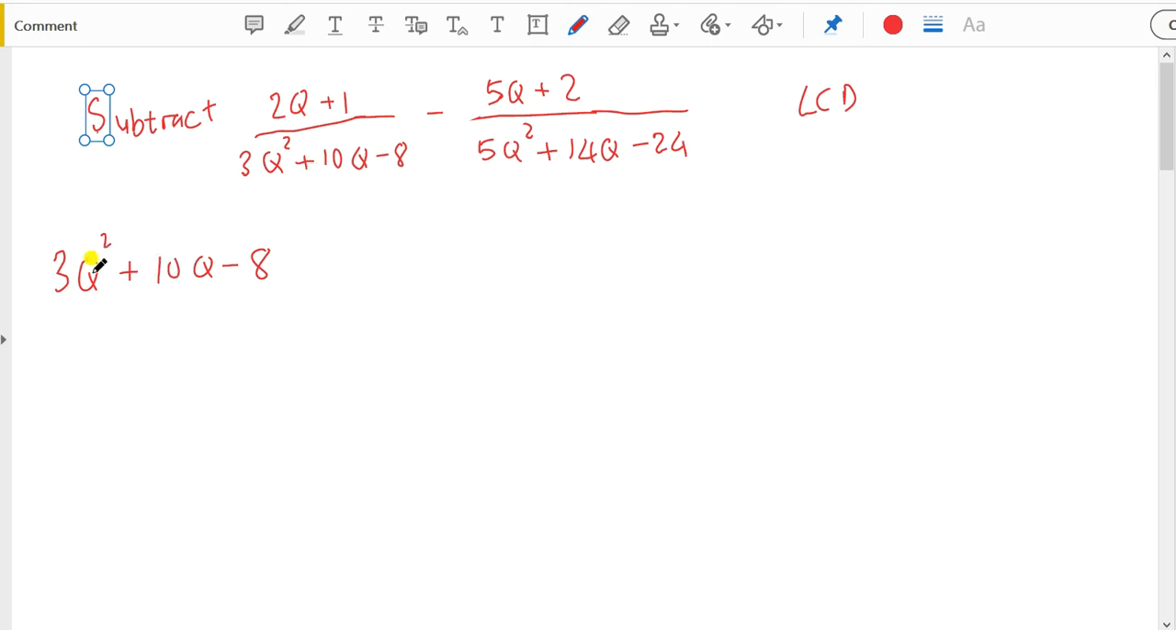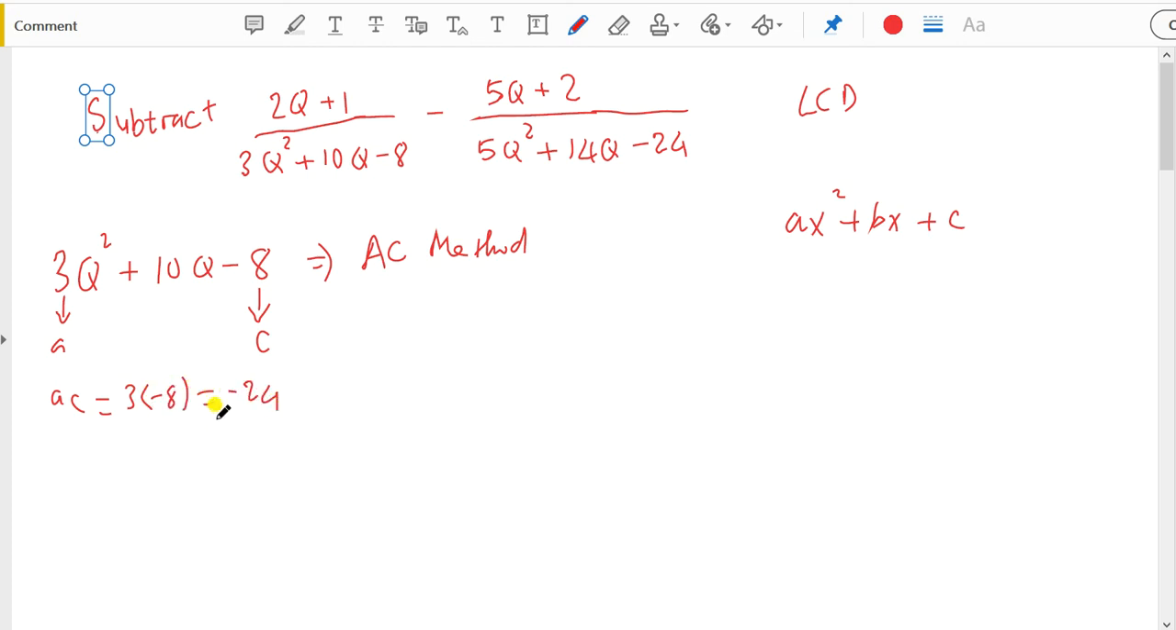So the AC method will help us solve this problem, and I believe you guys already saw this in the last chapter. The AC method means that we have to find the product of A and C in this trinomial. Remember, we have something like ax squared plus bx plus c, where a is the coefficient of the square term and c is a constant. In this case, a is 3 and c is minus 8, so the product AC, or 3 times minus 8, is equal to minus 24, and b is 10.